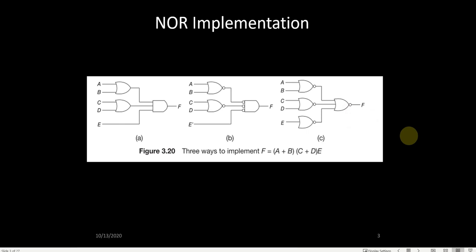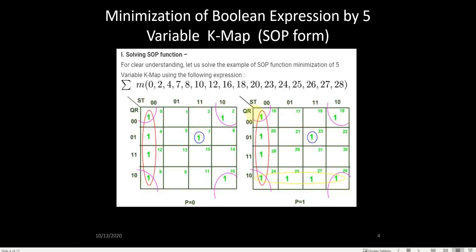Okay. So now coming to the next. This is pretty important. 5 variable maps. You have to be very careful with what you are doing in the exam, right? So the technique is, if it is a 5 variable map, you take one variable outside, for P equal to 0 and for P equal to 1. Here the MSB has been taken out, right?